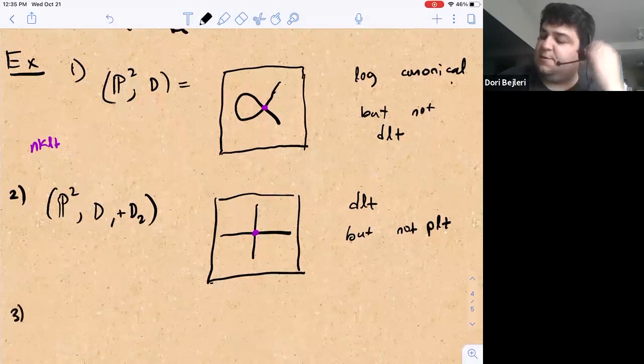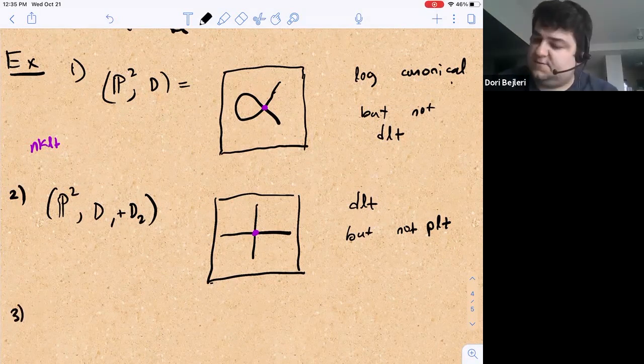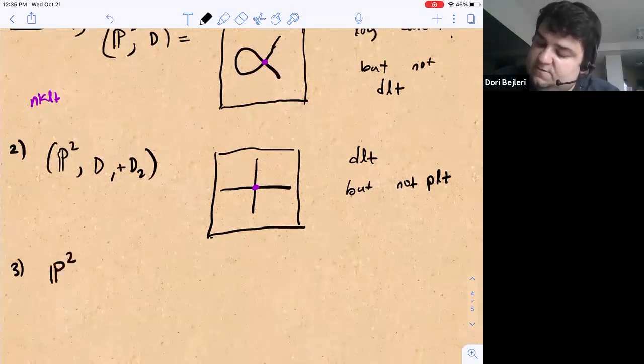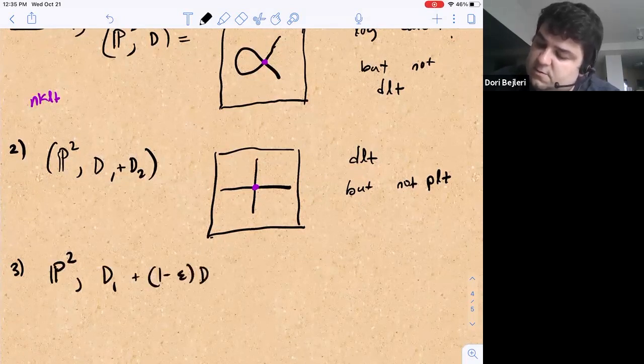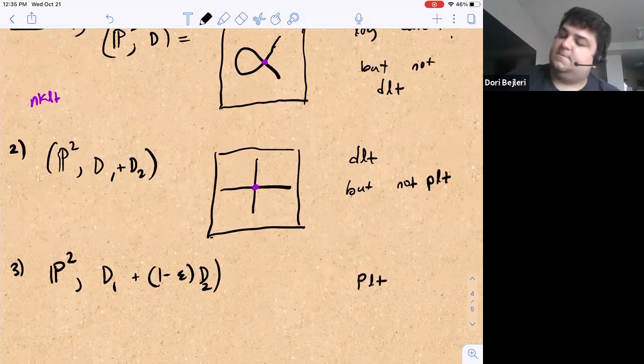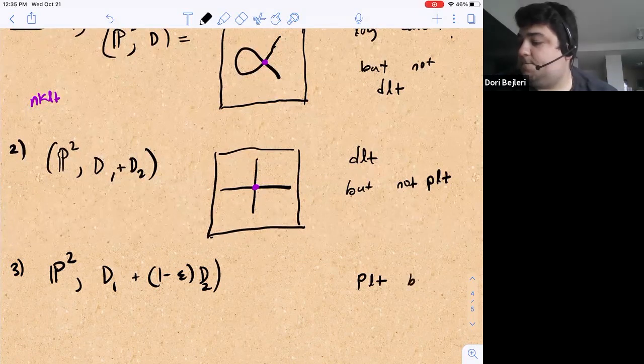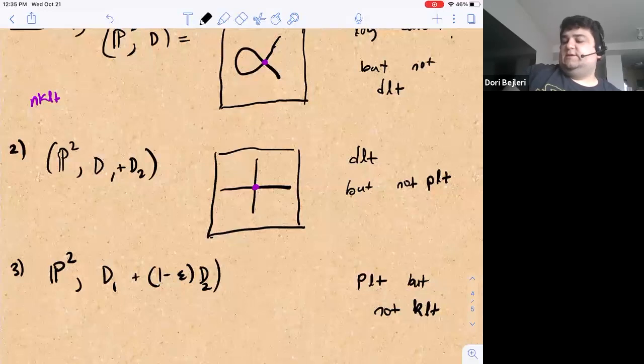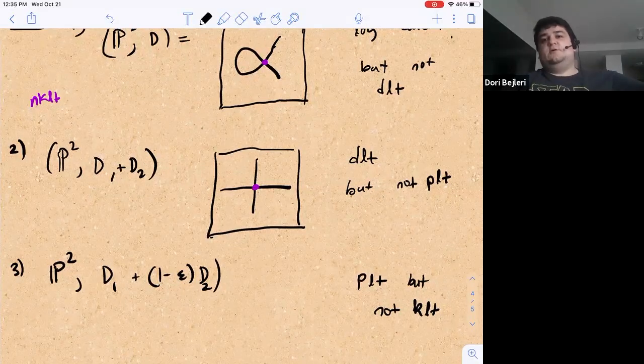We can get something that's PLT by just decreasing the coefficients on one of these divisors. So if we look at P2 comma D1 plus 1 minus epsilon D2, then this is PLT, but it's not KLT because there's still this divisor D1 with coefficient 1. But it's PLT because as soon as we decrease this coefficient by epsilon, then that exceptional over that exceptional that gave us a discrepancy -1 now has a discrepancy -1 plus epsilon.